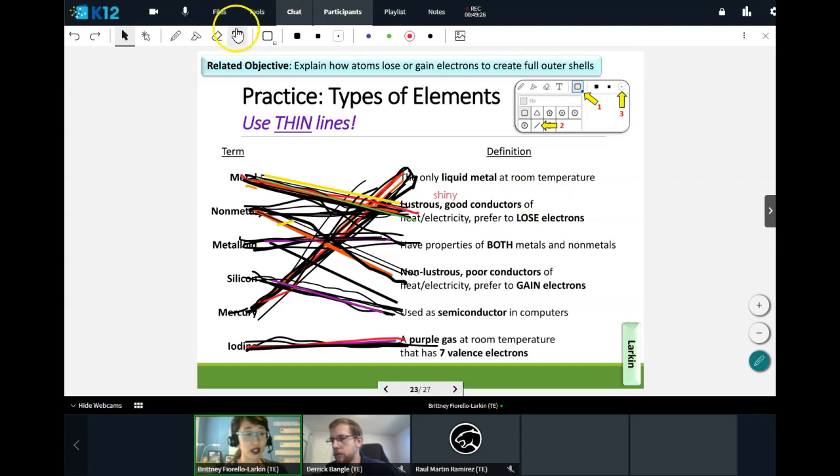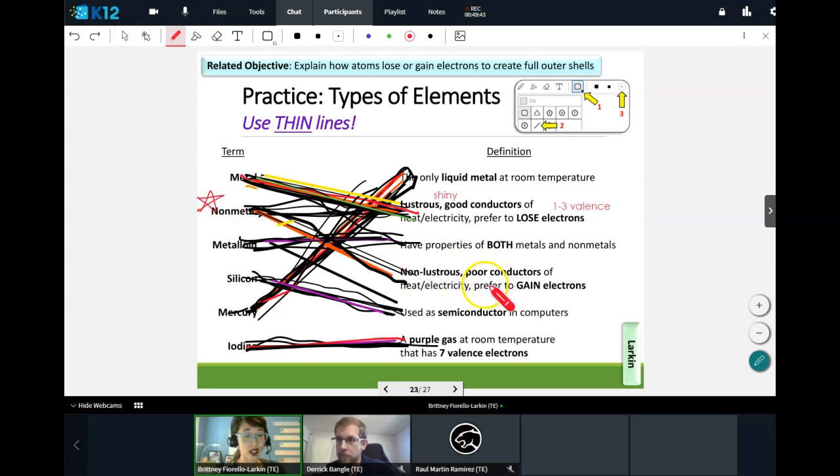And they prefer to lose electrons because they only have a few. They are electron poor. The electron poor get poorer. They only have 1 to 3 valence electrons, so it's easier for them to just lose those 1 to 3 valence electrons. Nonmetals are the opposite. Thank you for correcting that. We had a couple of mistakes, but we did correct nonmetals.